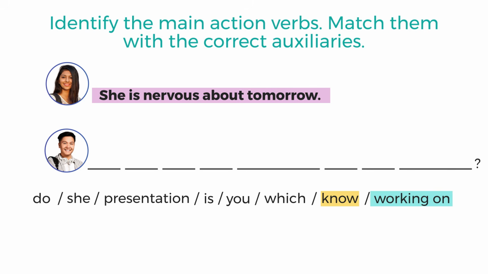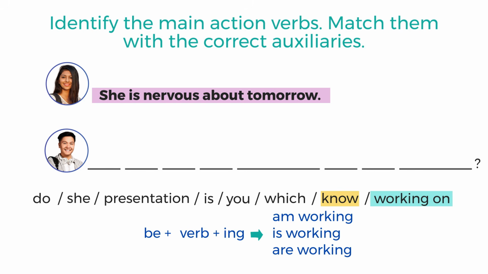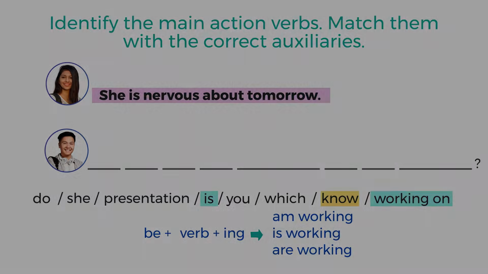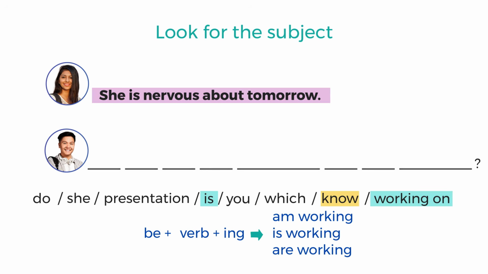The verb "working on" ends in -ing. In English, -ing verbs in this structure require a form of "be," either "am working," "is working," or "are working." So immediately we look for an auxiliary verb in the word bank. We see "is." Next, look for the subject. We have two options to choose from, "you" and "she."